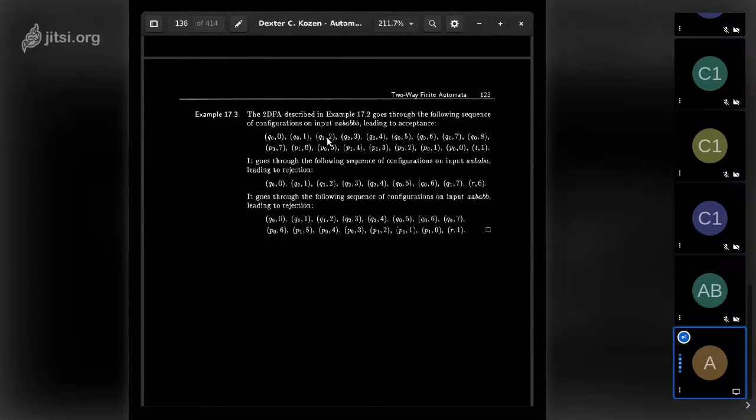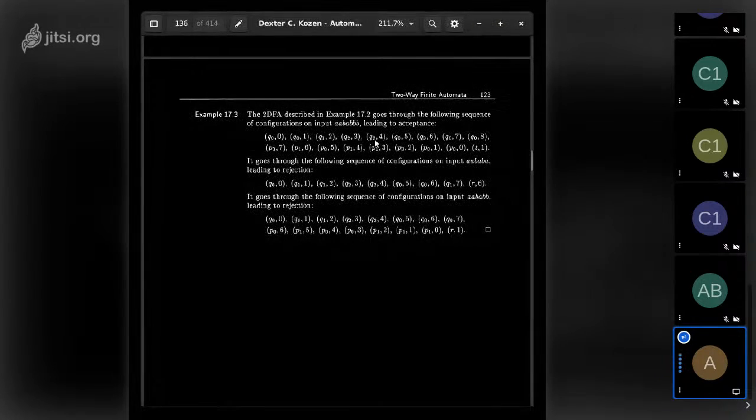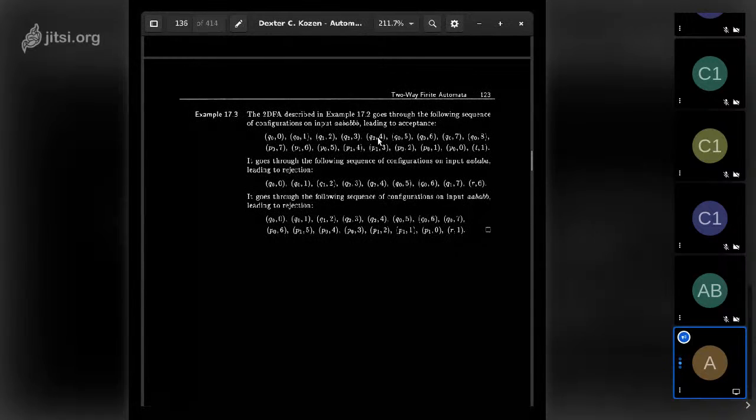From Q1, on reading the second symbol, which is A, you will move to Q2, one step right. That is why it is Q23. Okay, and the third symbol is B. So you will be in the same state, because you only consider A when moving forward. So you will be in Q24, but you will move ahead.